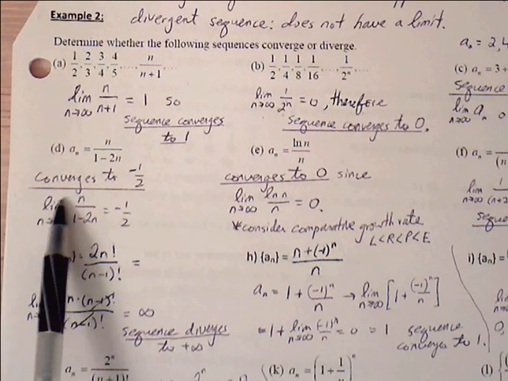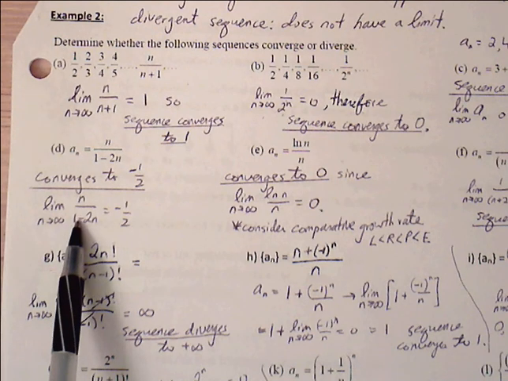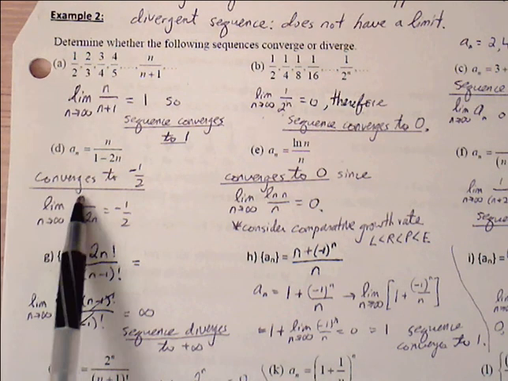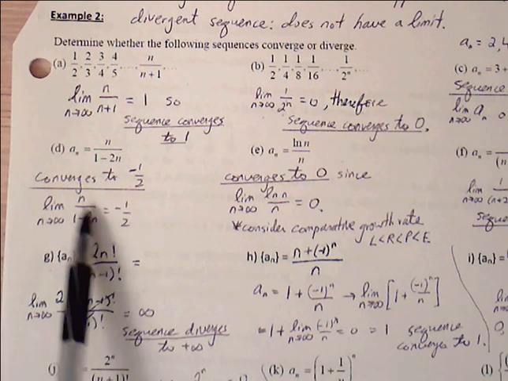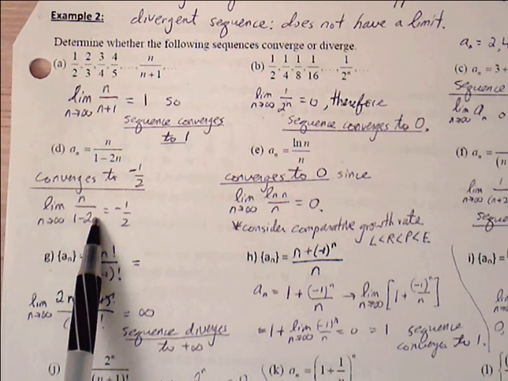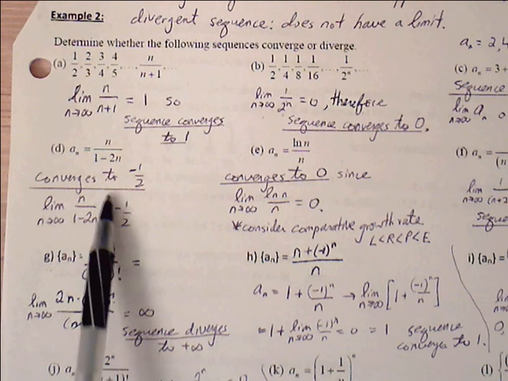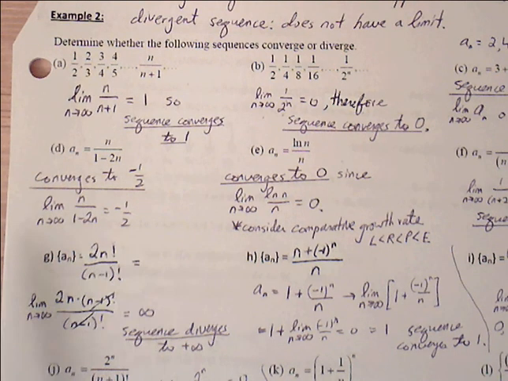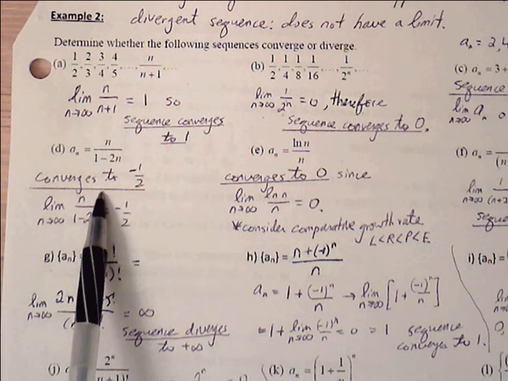Okay, for D, limit as n approaches infinity for n over 1 minus 2n. We see the degrees are the same. We take the ratio of the leading coefficients, so 1 over negative 2. So our limit is simply negative 1/2, and therefore our sequence converges.